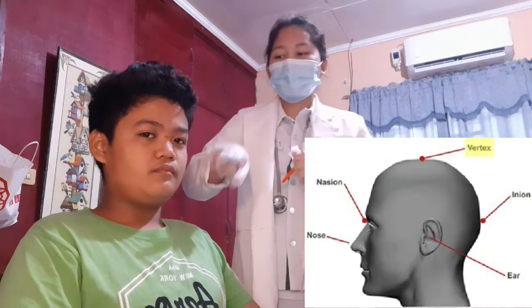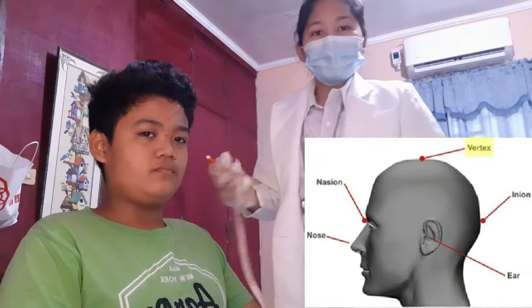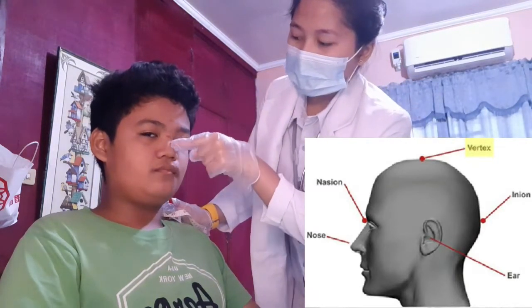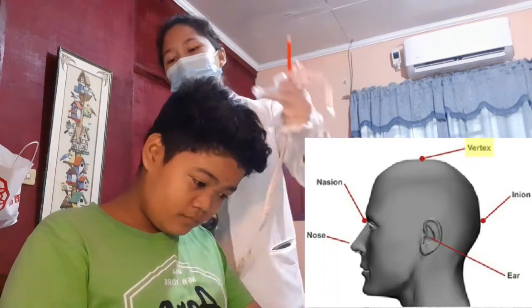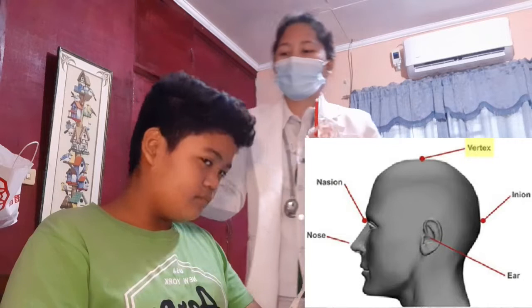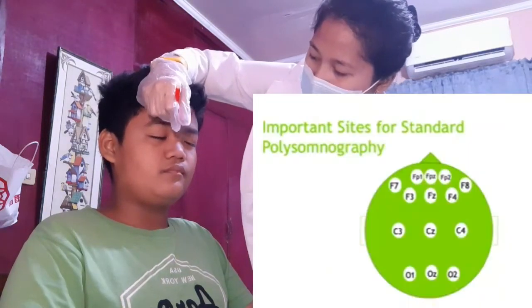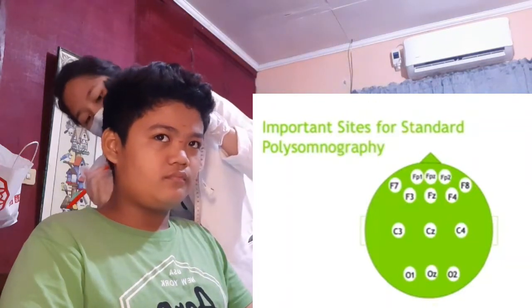Okay, so the first thing that we are going to do is to measure from nasion to inion. The nasion is located here, at the bridge of our nose, and the inion is located at the back of our head. As you can see, we can feel it also. So this is the nasion and this is the inion.